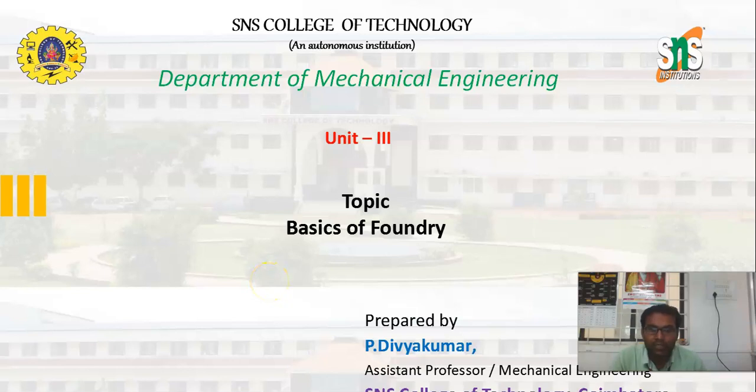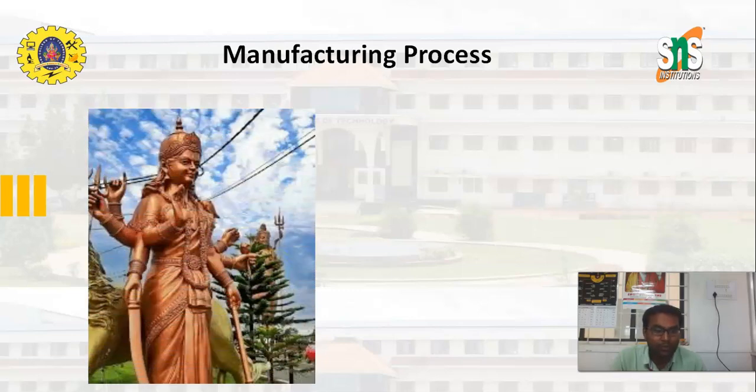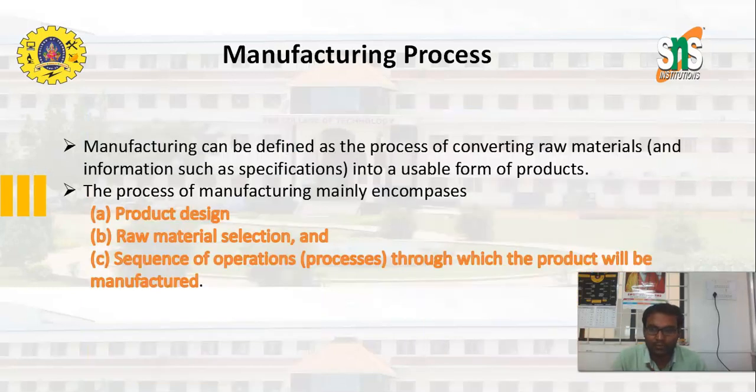Good morning. Today we are going to discuss the basics of foundry. The image describes the manufacturing process. That means it is a conversion of the raw material into the finished product by removing the unwanted materials. This image describes the casting process. It's one example of sand casting.